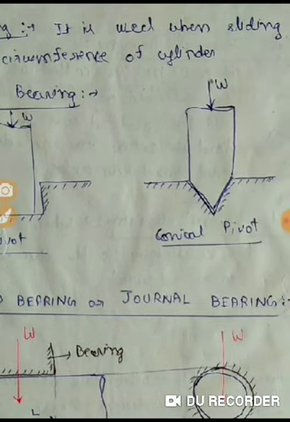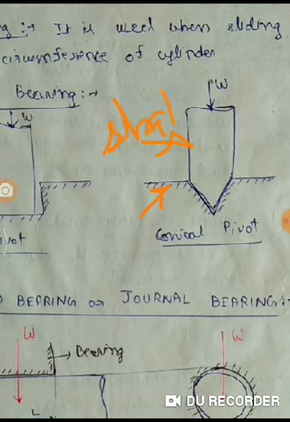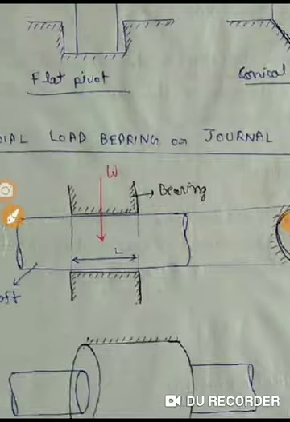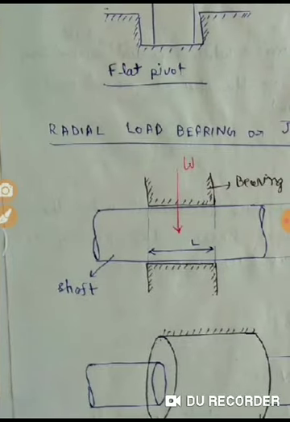Okay, next is the conical pivot. As you can see, I already told you, the other end of the shaft is in conical shape and it is fitted in the bearing. So this dashed portion is the bearing that is fixed, and this is the shaft. Okay, so this is the overall understanding of the bearing.